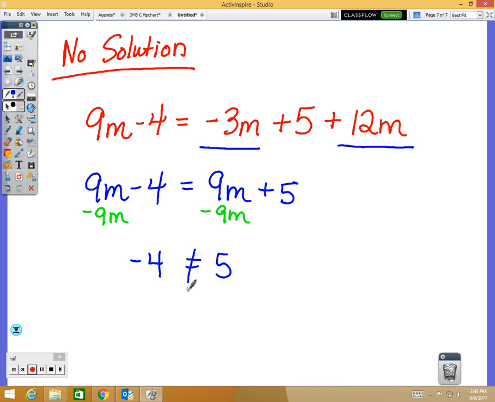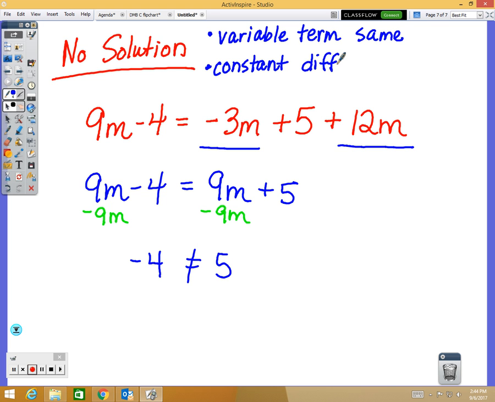So when it's no solution, you can see that the term with the variable is exactly the same, 9m and 9m, but the constant is different. So again, variable term same, but your constant is different. The variable term is the 9m. Those are the same, but your constant, the minus 4 and the plus 5, those are different. That's how you know that it's going to be no solution.